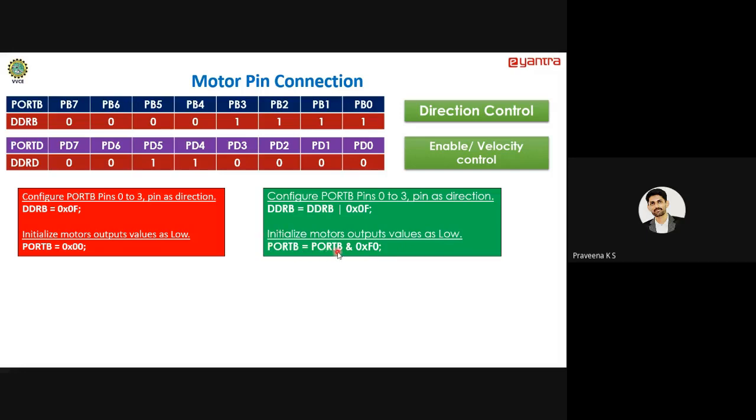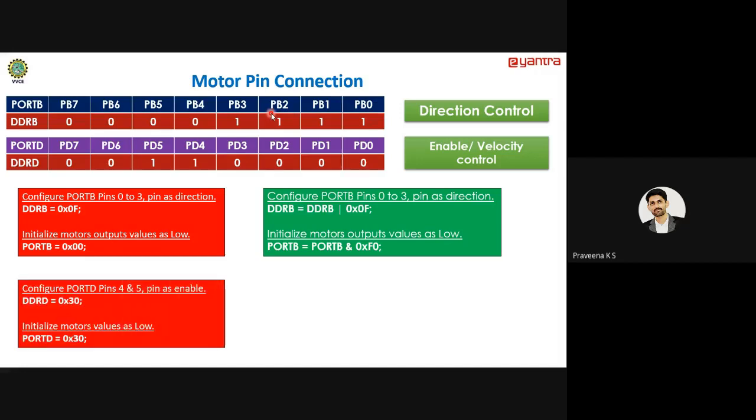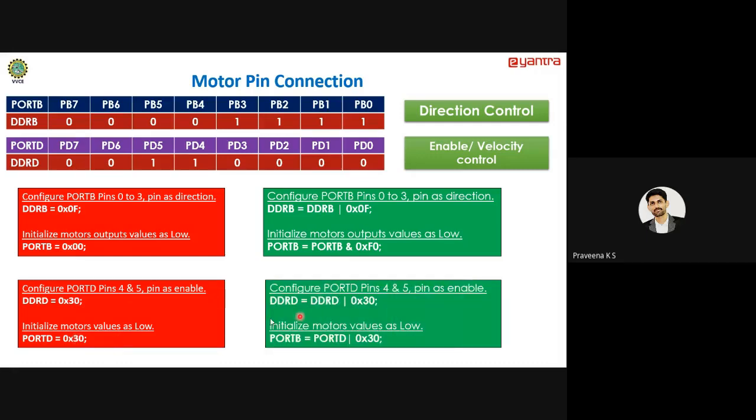So port B is equal to port B AND of 0xF0. So I'm sending 0xF0, so only these pins will be set to 0. Fine. The same way for DDRD also. I've set those 4 pins, 0x30. Then port D has to have the motor values as low, so 0x30, and the other motor values are 0. Here also the same thing: DDRD 0x30. This is the best way to write the program.